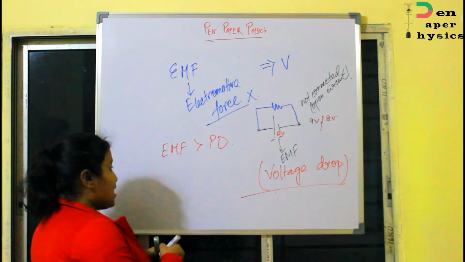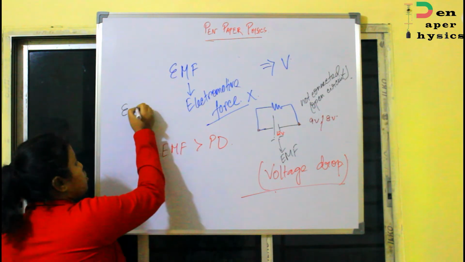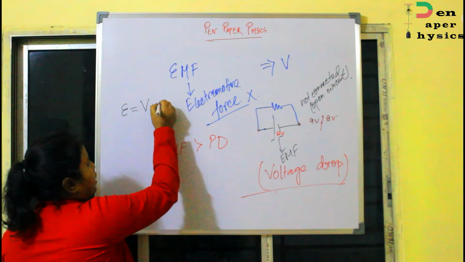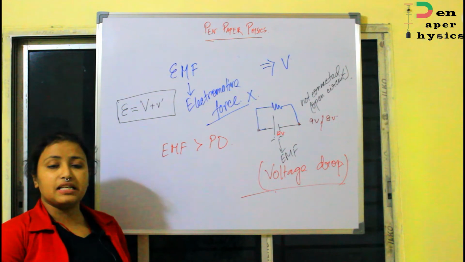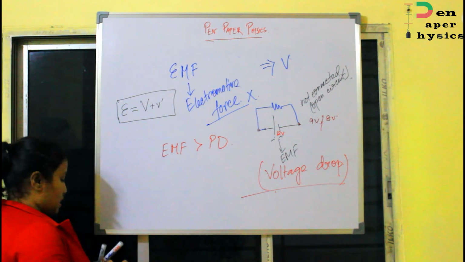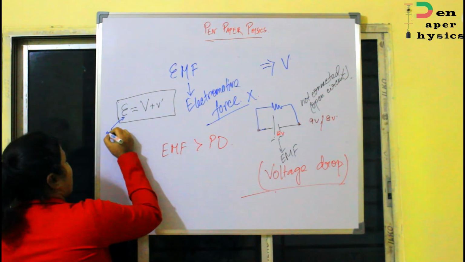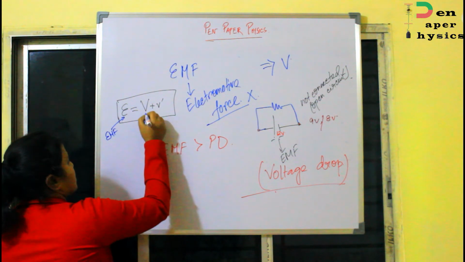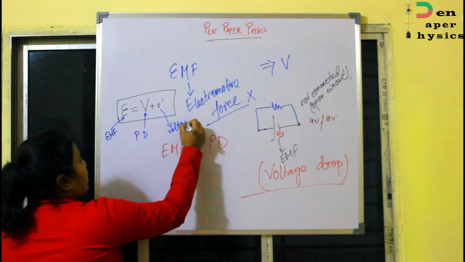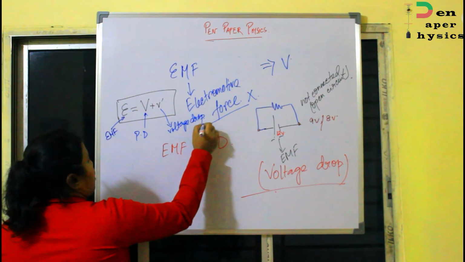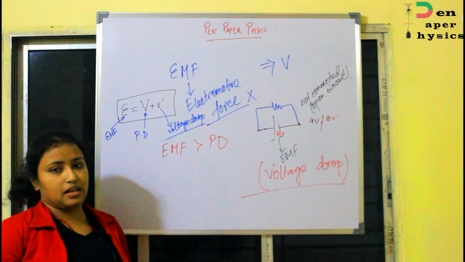So now if I say the symbol for EMF is epsilon, the potential is V and the voltage drop is v dash, this is how we can connect it. Epsilon equals V plus small v, where this is my EMF, this is my PD, and this is the voltage drop. Now why do we have this voltage drop? From here we will start the concept of resistance, which we will do in our next class.